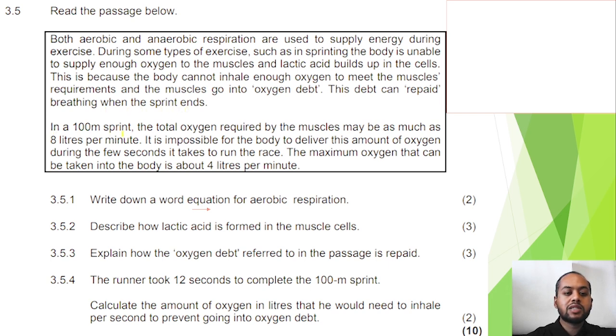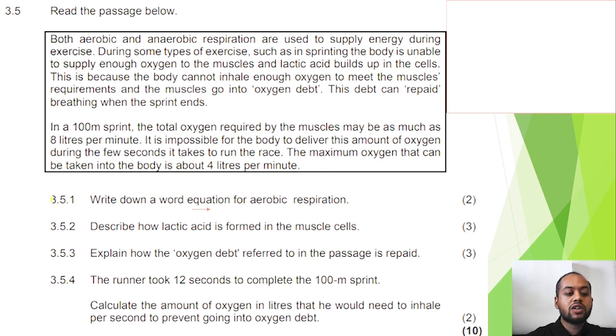In a 100-meter sprint, the total oxygen required by the muscles may be as much as 8 liters per minute. It is impossible for the body to deliver this amount of oxygen during the few seconds it takes to run the race. The maximum oxygen that can be taken into the body is about 4 liters per minute.